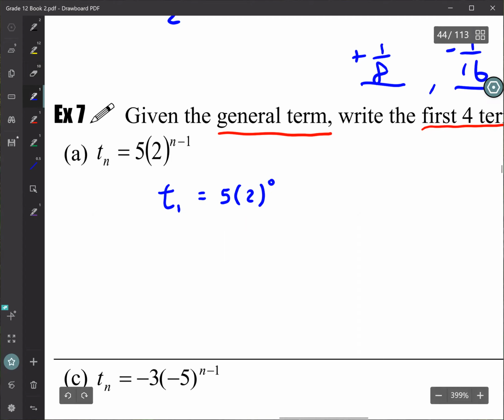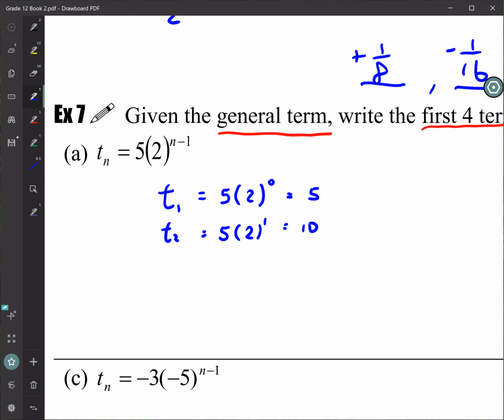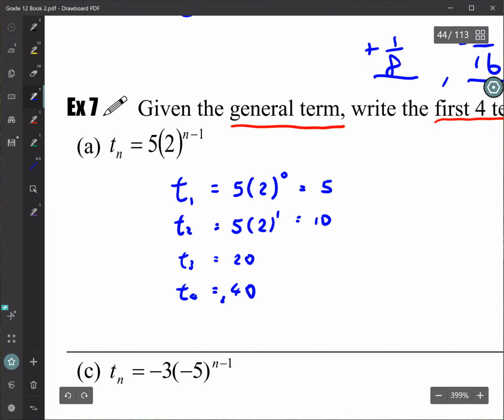Okay, so equal to 5, okay? And then T2, so you put the 2 in, so that will make it 5 times 2 to the 1, right? So that would be 10. By now you could already see the ratio is a 2, right? And then T3, so once you know the pattern, times it by 2, so 20. T4, and then that will be what, 40, right? Okay, so once you get the first 2 or 3, you can get the ratio. So R equals 2.